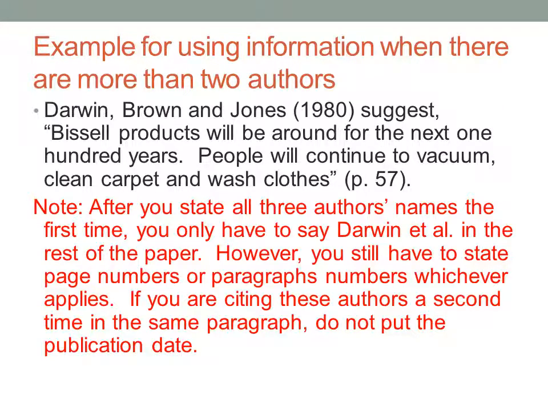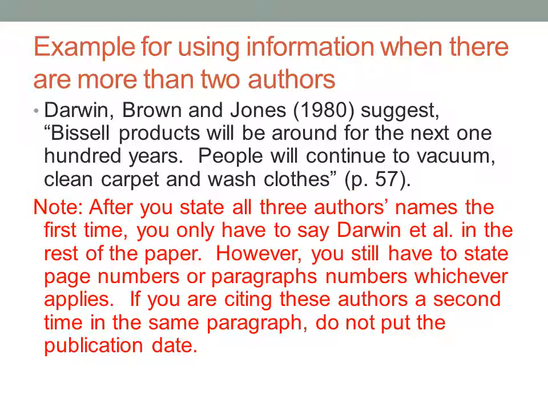Example for using information when there are more than 2 authors. Let's say you have 3. You use all of their names in the lead-in citation. Darwin, Brown, and Jones. I put the year. This is a paraphrase, so I put, no, I'm sorry, this is a direct quote. So I put "suggest." I put it in quotation marks because I borrowed their words exactly, and I put the page number. And then I give you a note.